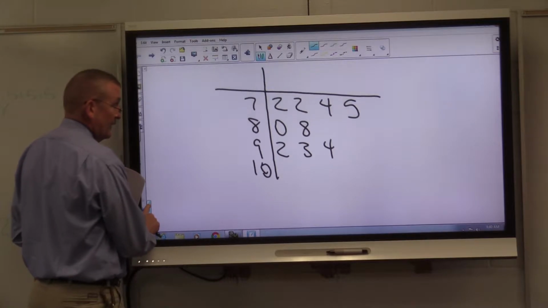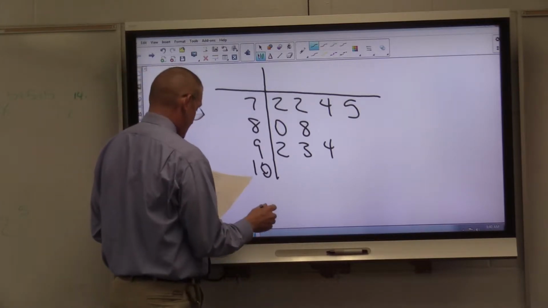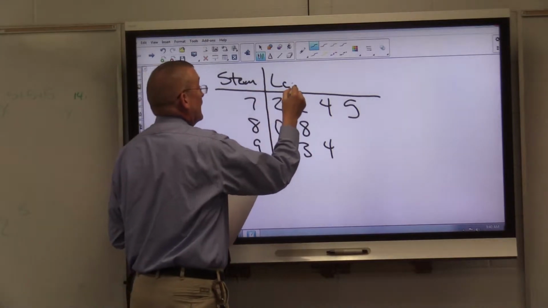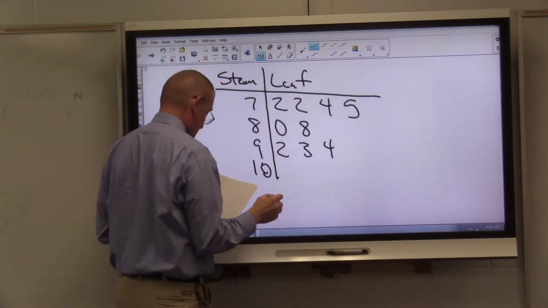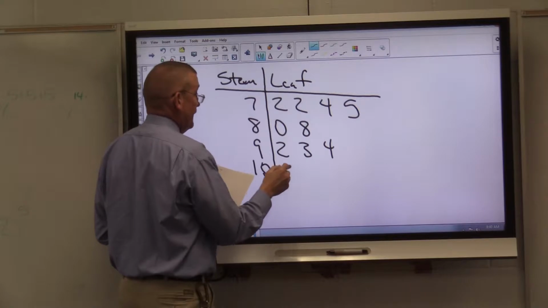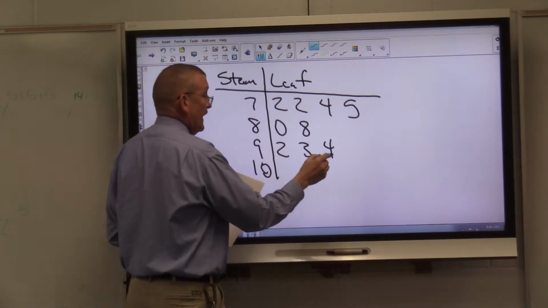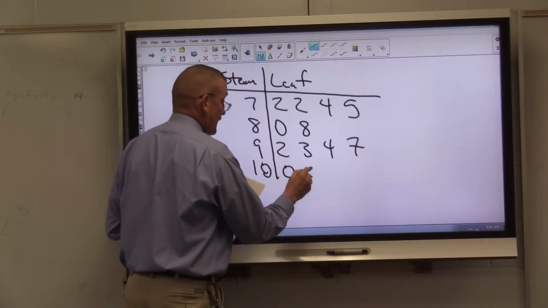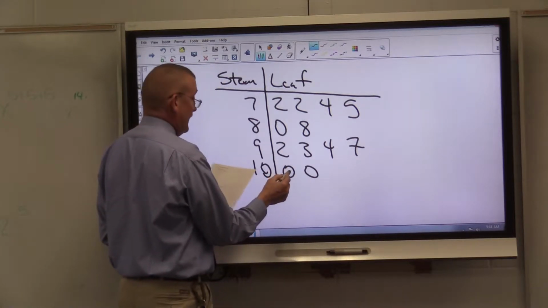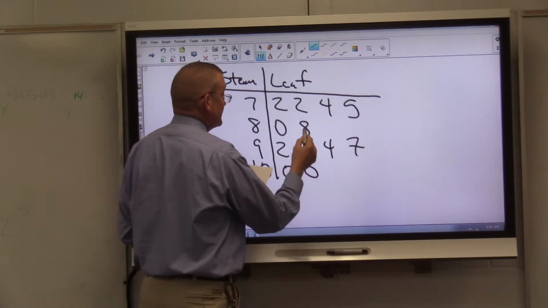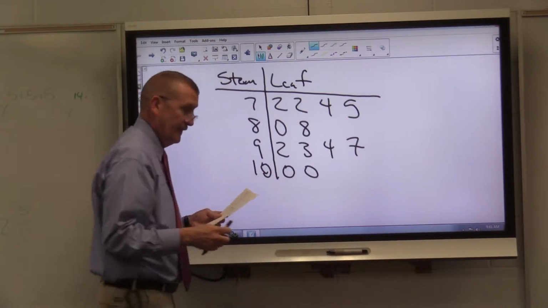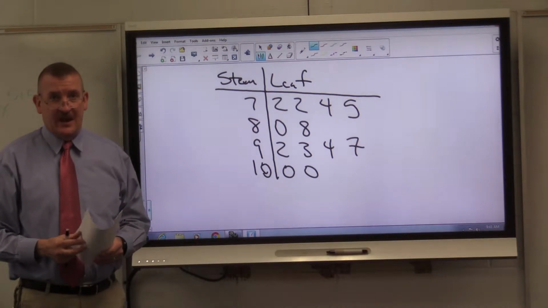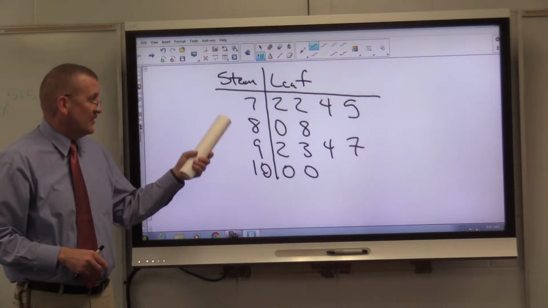Okay, bring that up a little bit. Again, this is your stem. These are your leaves. Okay, I have 92, 93, 94, 97, and then I had 100s. Let me make sure I got everything. 1, 2, 3, 4, 5, 6, 7, 8, 9, 10, 11, 12. Yep. All right.